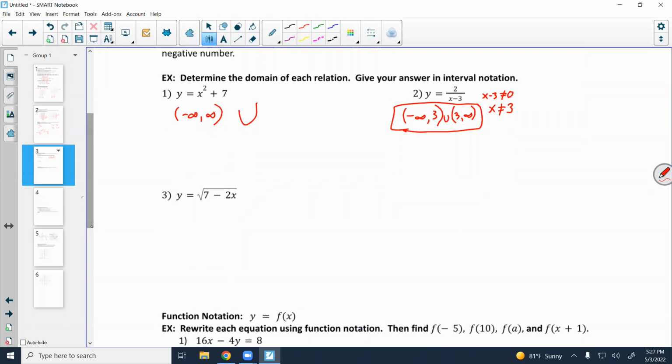So here, we're looking at a square root. So that means that 7 minus 2x has to be greater than or equal to 0. So add 2x to both sides, divide by 2. So x must be less than or equal to 7/2. So that means from negative infinity to 7/2. We have equal to, so a bracket.